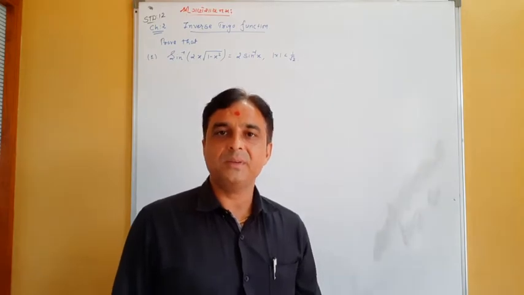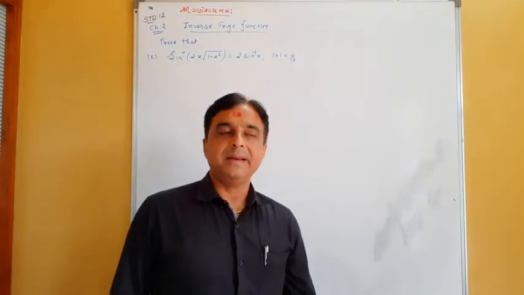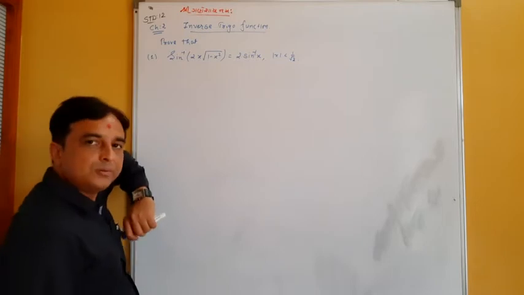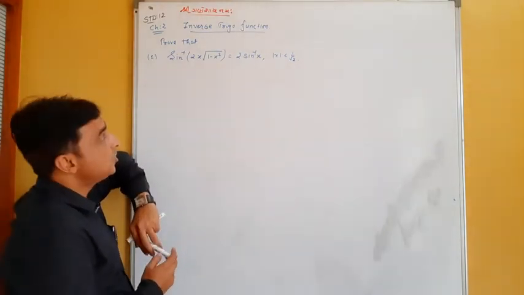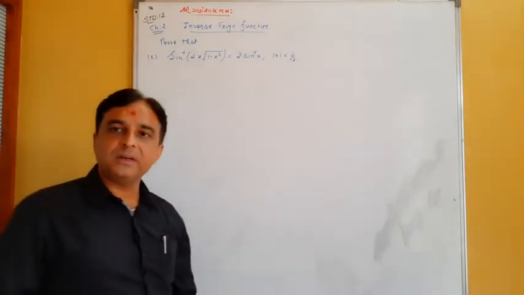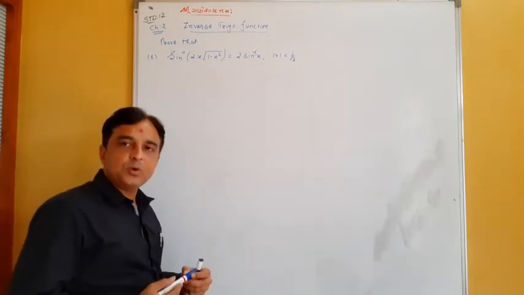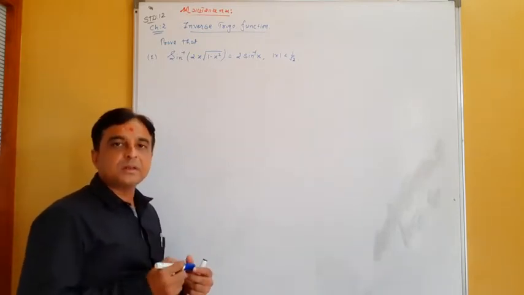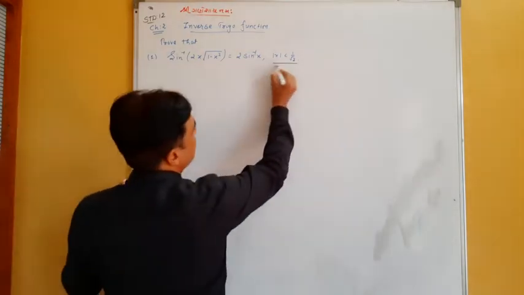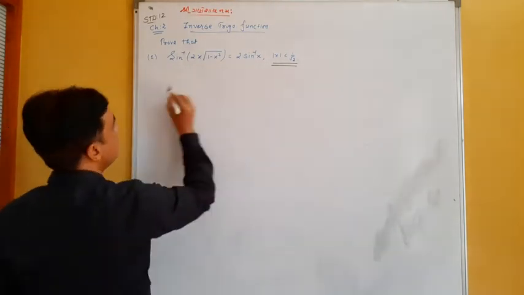In the next lecture of chapter 2, inverse trigonometric functions, let's prove that sine inverse of 2x into under root 1 minus x square is equal to 2 sine inverse x, where modulus x is less than 1 by root 2. So it's a new type of question and the most important question. What we have given is modulus x less than 1 by root 2, and we have to prove this.